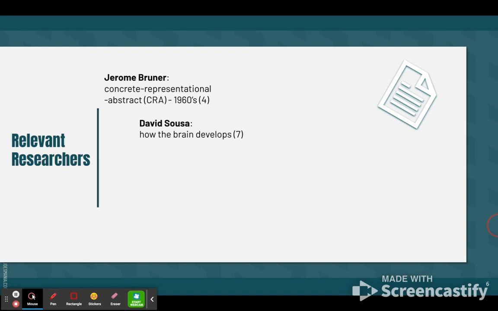Our book, How the Brain Learns Math by David Sousa, was all about the parts of the brain that are used for certain mathematical skills and what parts of the brain light up when doing specific tasks.